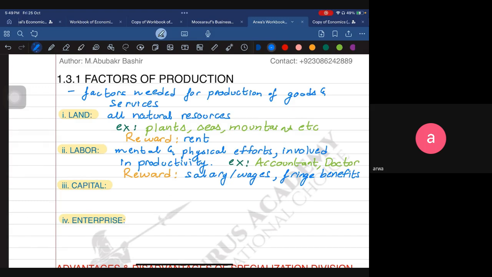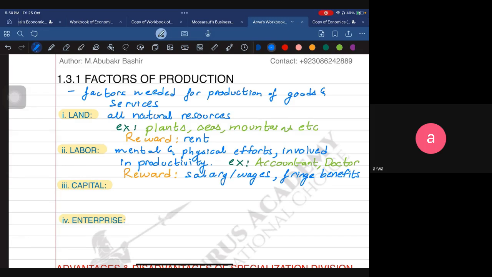Okay, so now moving on to the capital. So capital can be the machinery or the startup cash that you have, or the loans that you take, all of those things to run a business or for production as well. Okay, so you said two things here: machinery or the cash. So should both of them be considered as separate examples or not?